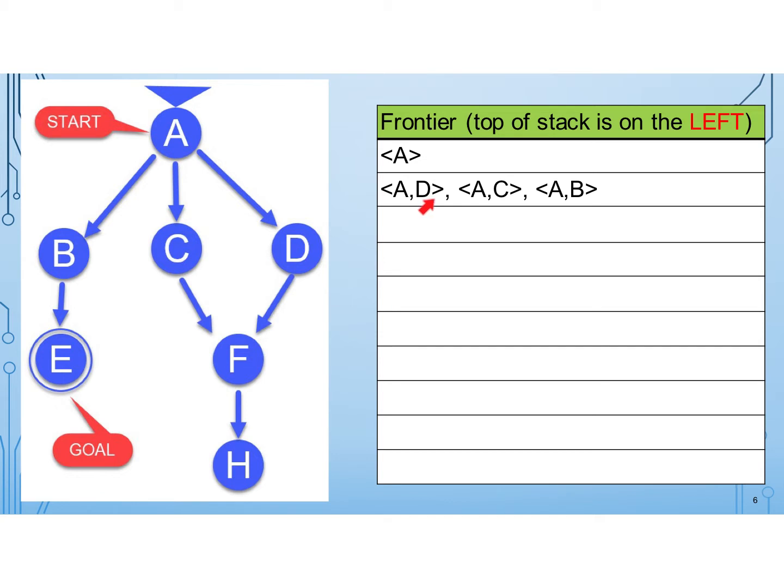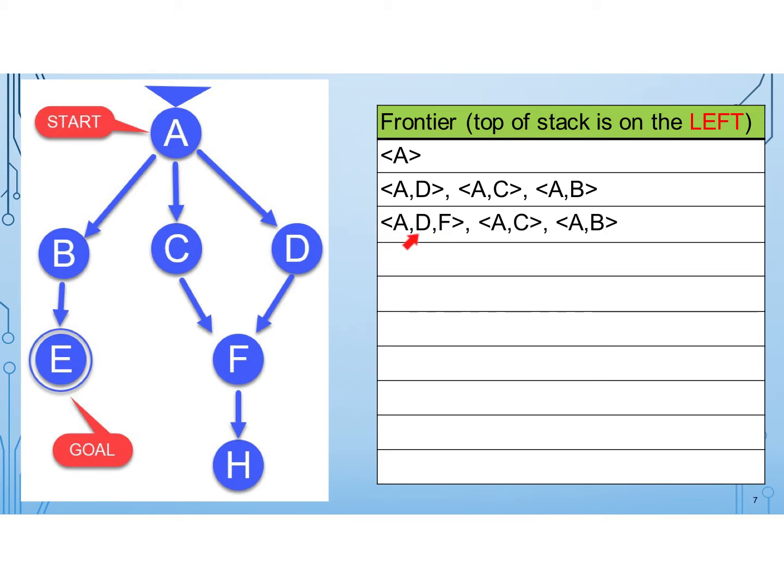So I pop it off, and I say, is D the goal? No, D is not the goal. A goal, I should say, because there could be multiple goal states. D is not a goal, so I ask, who are D's neighbors? There's only one, that's F. So I popped this off, and I'm going to replace it with ADF, that full path.